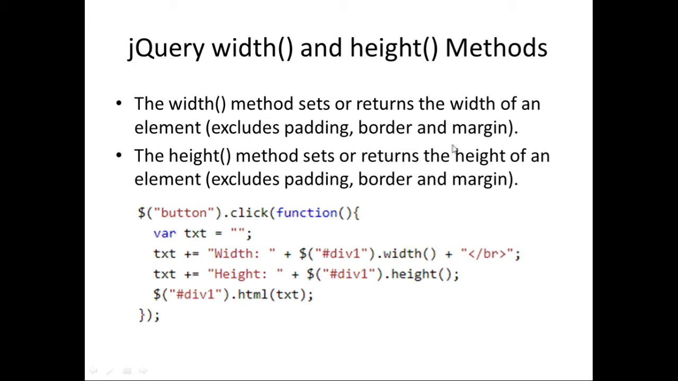So in this example, let's say we have a button and we click the button, then we declare the variable text, and text is equal to this text, width, then we join with the width of this division, and then we join with a line break. Then we have this text plus equals, that means we're joining these three texts. So we join height plus the height of the division, and then inside the division, that HTML text, so we're going to display the height and the width of the division inside this division also.